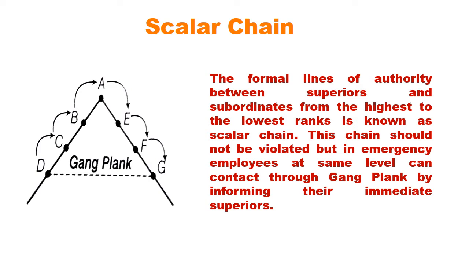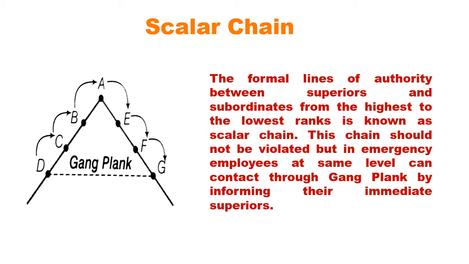Why do we need to follow this? Because it ensures there is a smooth flow of communication. Now suppose D wants some work to be done by G. If he goes directly, the chances are that C, who is the immediate superior of D, and F, who is the immediate superior of G, don't have an idea what's happening, and because of this lack of communication there could be conflicts. So the scalar chain ensures that there is a smooth flow of communication and unity of command is followed in the organization. Again, it avoids any kind of confusion and dual subordination.